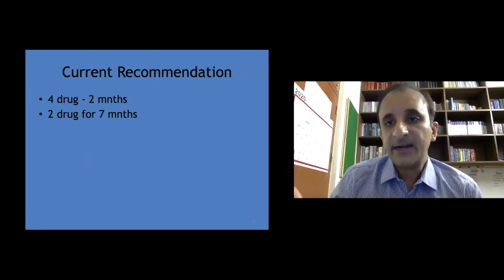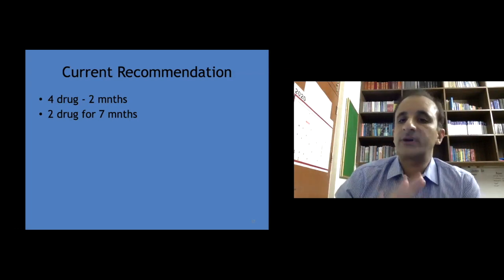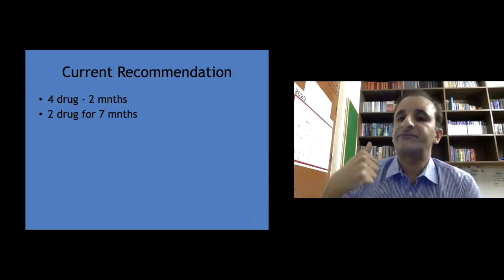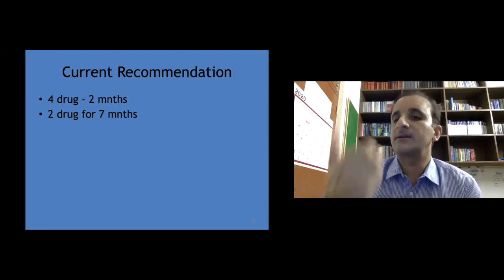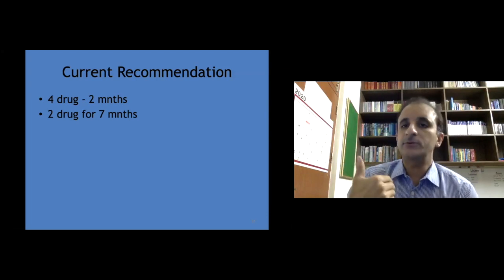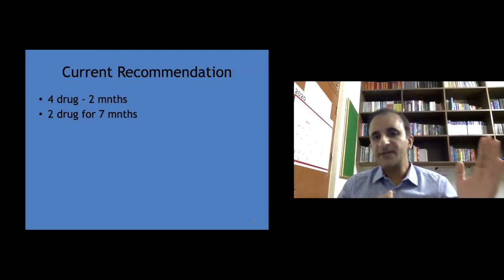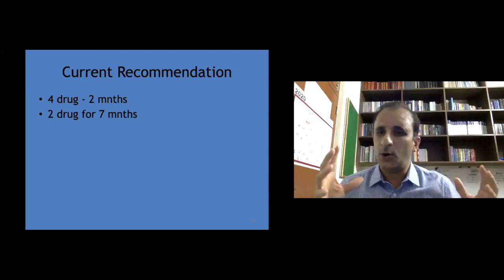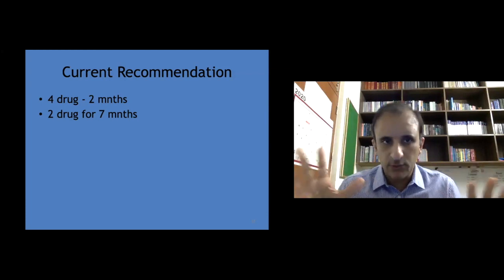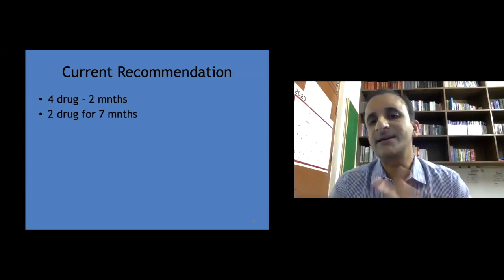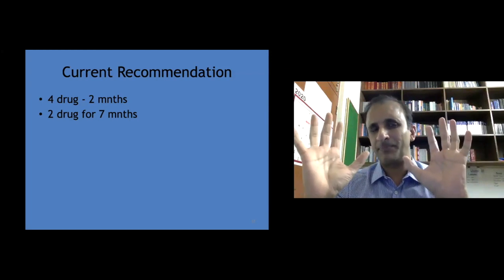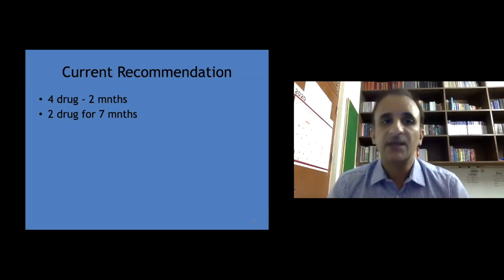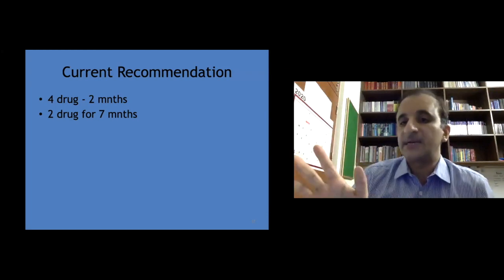Now, what are the current recommendations? Current recommendations are 4 drugs for 2 months: rifampicin, INH, ethambutol, pyrazinamide. If you're not able to give ethambutol, then streptomycin. And then you continue 2 drugs for 7 months. Though with the WHO and British Council studies, there's still a lot of controversy and the jury is still out. However, what I've written here is the sum and substance of most of the current research that we have. So 2 drugs for 7 months, fine?